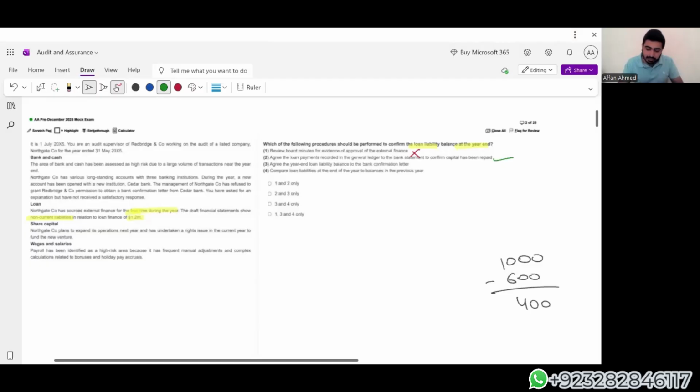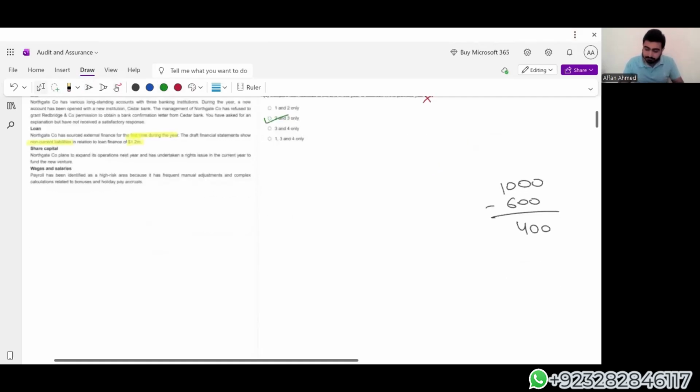Next, agree the year-end loan liability balance to the bank confirmation letter. So they're saying the loan liability at the year end should be compared to the bank confirmation letter. This will be a source of getting information on what loan liability is owed. But let's read the last option as well. Compare loan liabilities at the end of the year to balances in the previous year. So we are comparing this year with the previous year. Will it identify only significant differences, or will it verify the amount at the year end? It will identify differences, not verify the amount at the year end. So this is not a correct answer. So again, 2 and 3 are the correct options. So 2 and 3 is coming at option number 2.